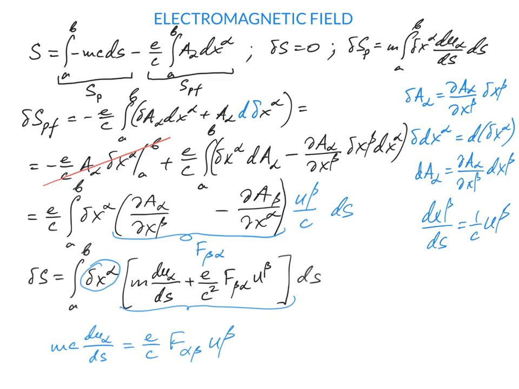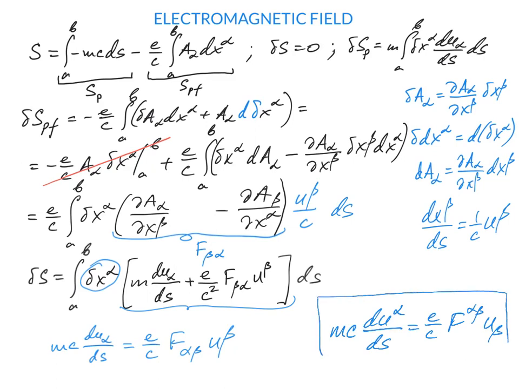I can write a similar equation with contravariant indices. That would go mc du alpha by ds equals e over c f alpha beta u sub beta. So this is the equation of motion for a particle in a field. Now this expression is identical to the Lorentz force that we derived before, but here everything is written in a fully covariant form, as we wanted to do.